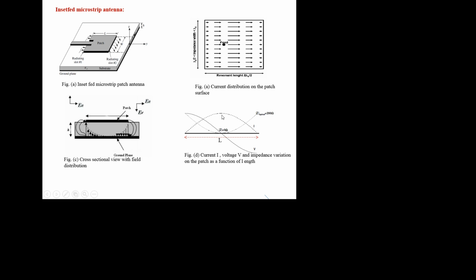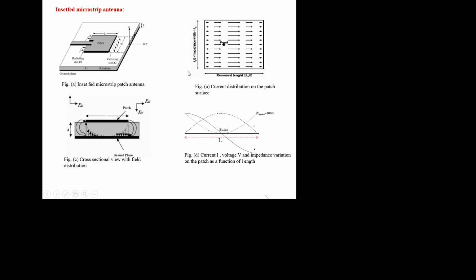Current is maximum at the center of the patch and minimum at the edges. But voltage is maximum at the edges and minimum at the center. Similarly, this is the impedance variation. Impedance is minimum at the center and maximum at the edges here and here.